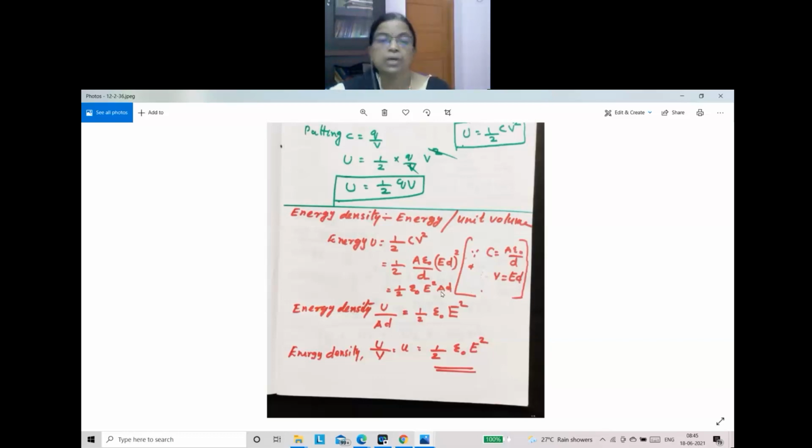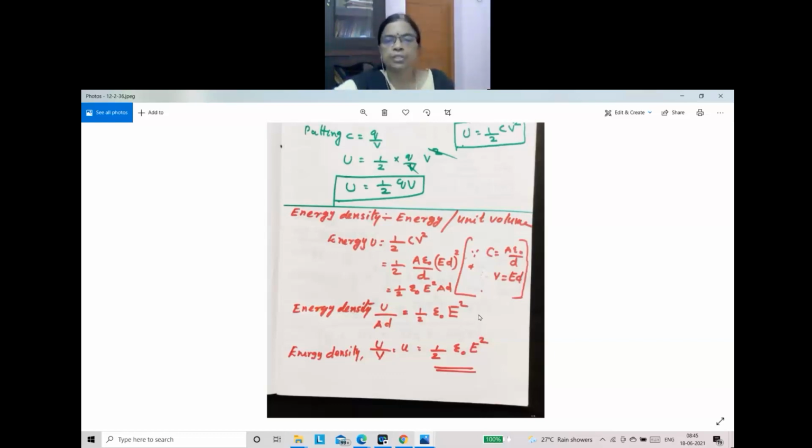So energy density means energy per unit volume. A into D is taken to the left side. Energy is U, so energy by A into D, energy per unit volume, is equal to half into epsilon 0 E square.